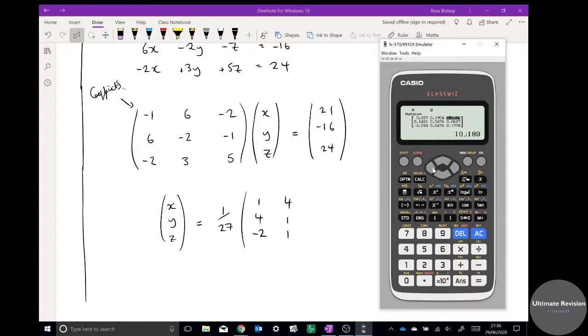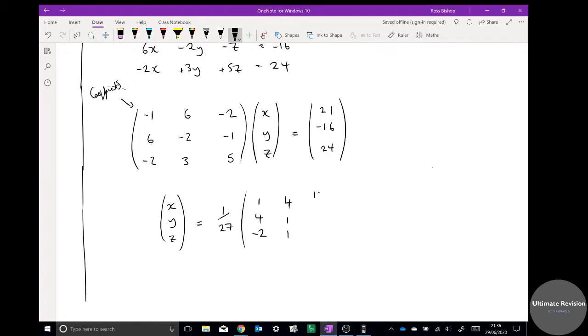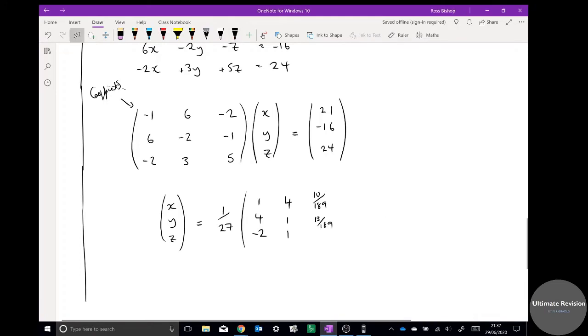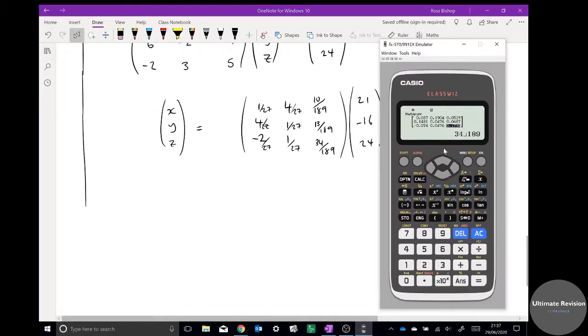Over 189. Okay, 10 over 189. It's horrible numbers here. 10, 13, 34, and 34. These, annoyingly, are all over 27 now. And at this stage, I need to multiply that by 21, minus 16, 24. Again, I'm going to do this on the calculator just because they're horrible numbers.